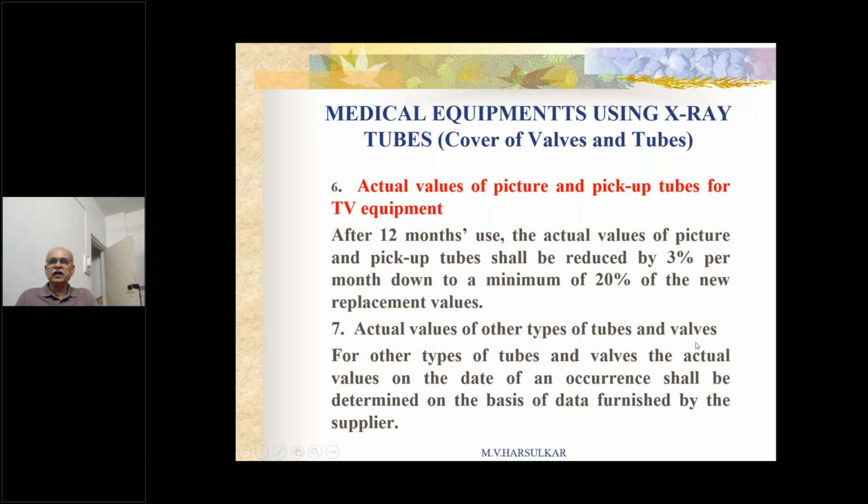Actual values of other types of tubes and valves. For other types of tubes and valves, actual value on the date of occurrence shall be determined on the basis of data furnished by supplier. So for any other type of tubes and valves, you have to go to the supplier or manufacturer for the data, and based on that, depreciation should be applicable.